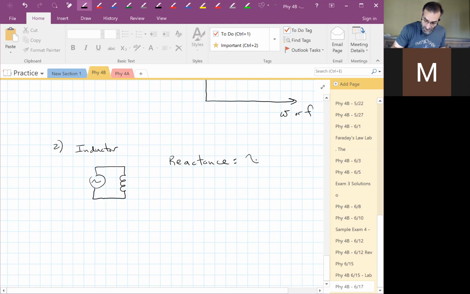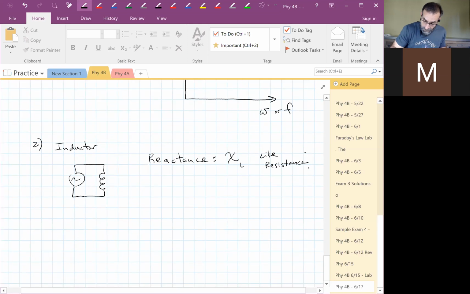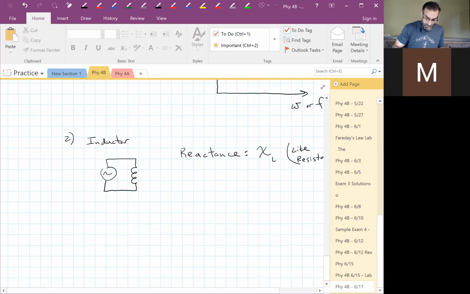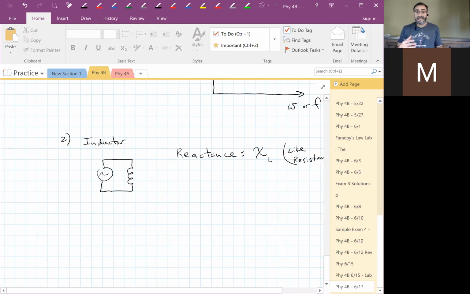And we use this Greek letter chi. So it's like resistance, but it's how much the inductor impedes the flow of electrons in our circuit. And instead of V equals IR, what we say is V equals I chi.